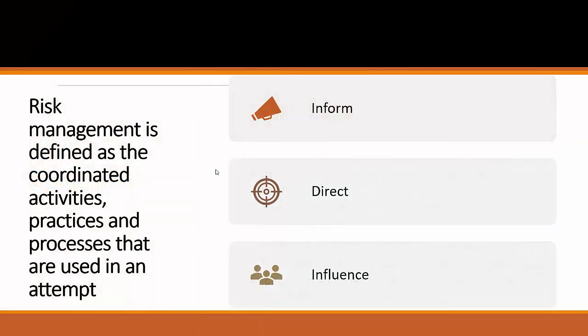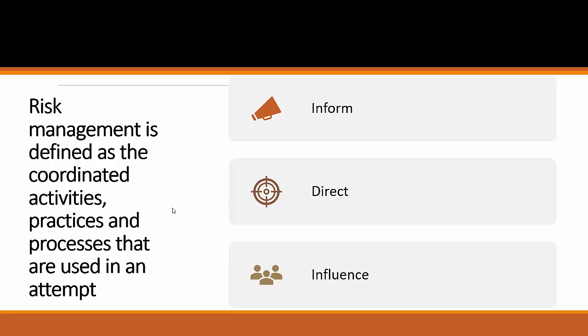Okay, so risk management is defined as coordinated activities, practice, and process that are used in an attempt to inform, to inform about what is happening, direct the people about the activity, and most important, influence the decisions. So, in simple terms, risk can be viewed as a challenge to achieve the objective, and risk management as the activity undertaken to predict the challenge and lower its chance of occurring or its impact. And that is why effective risk management can also assist in maximizing the opportunity, and the risk practitioner should keep this upside and downside duality of the risk in mind.